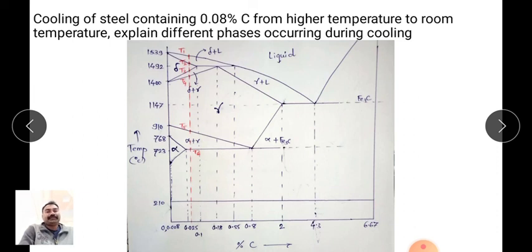In the case of steel, the percentage of carbon may be asked from 0 to 2. In the case of cast iron, the question will say, for example, cooling of cast iron containing 2.5% carbon from higher temperature to room temperature, explain the different phases occurring during the cooling. And the question for steel will be explained over here.